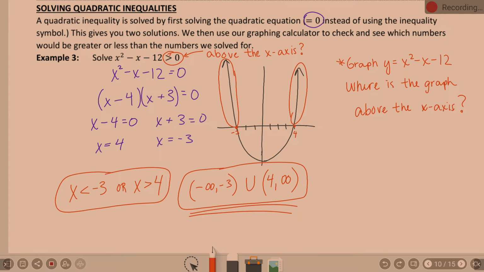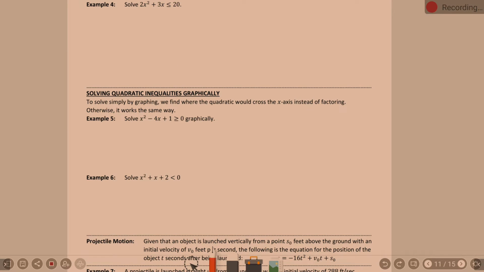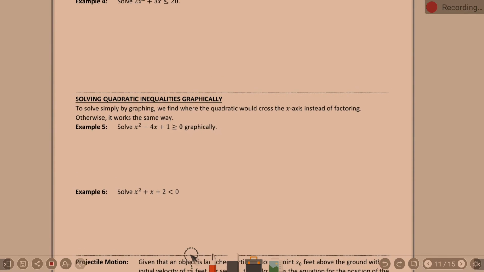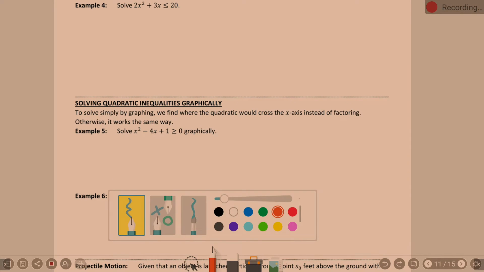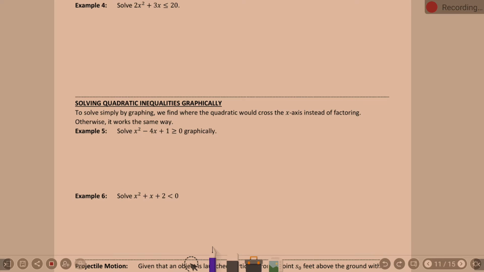Example 4. 2x squared plus 3x less than or equal to 20. Thoughts? Subtract the 20. Before you can solve it by hand, before you can graph it, either way, this needs to be equal to 0. So if we subtract the 20 over, 2x squared plus 3x minus 20 is less than or equal to 0.